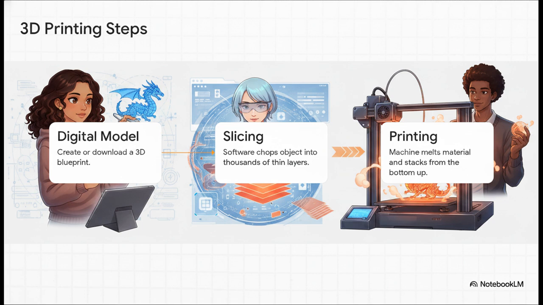Step 2 is slicing, which is a fantastic parallel to what we just talked about. The slicer software literally acts as another translator, chopping that 3D object into thousands of super thin horizontal layers and sending those specific step-by-step directions directly to the printer. And then, step 3 is printing. Armed with its translated instructions, the machine brings those layers into the physical world, melting material and stacking it from the bottom up until the object is completely finished.